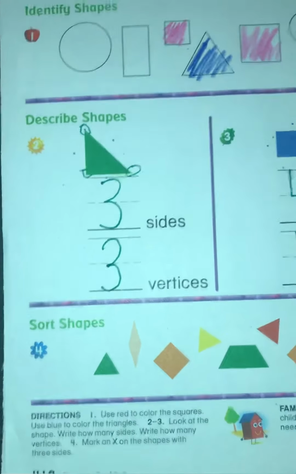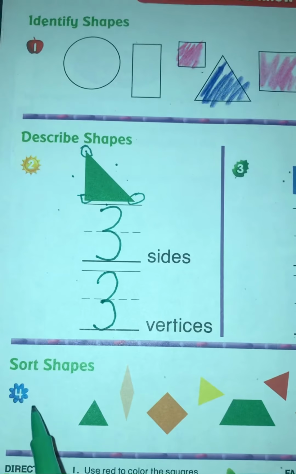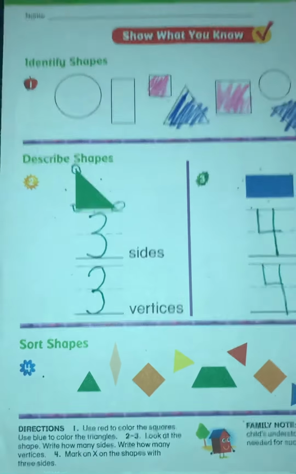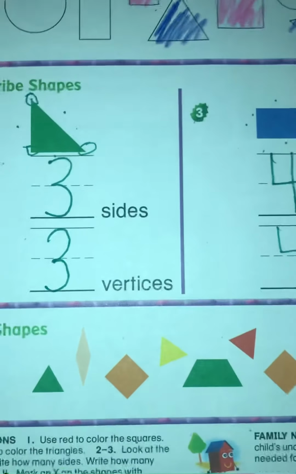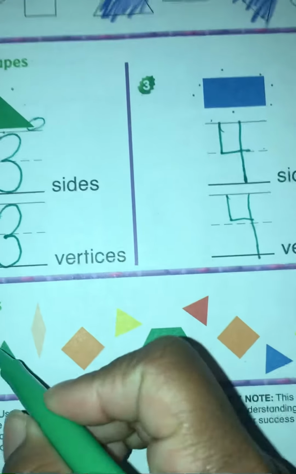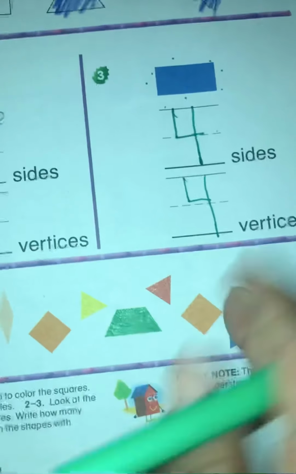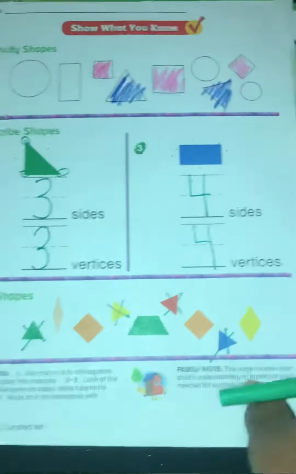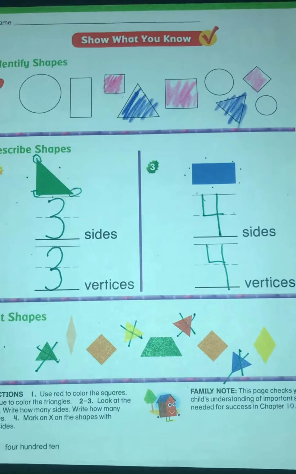Alright, so for number 4, with the flower, it says put an X on the shapes with 3 sides. And we know, because we're so smart, that the shapes with the 3 sides are our triangles. So we're going to put an X on all of the triangles that we see. I see 1, 2, 3, and 4. Alright, so you should only have an X on the 4 triangles.